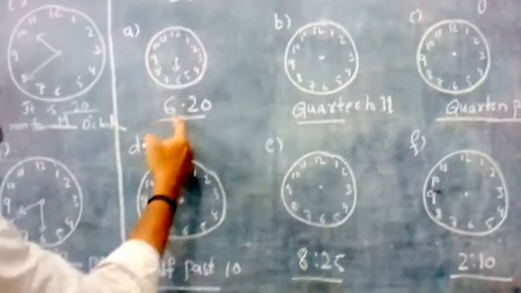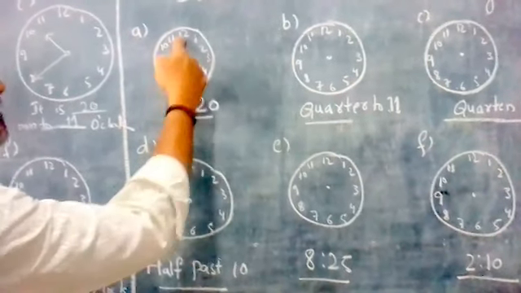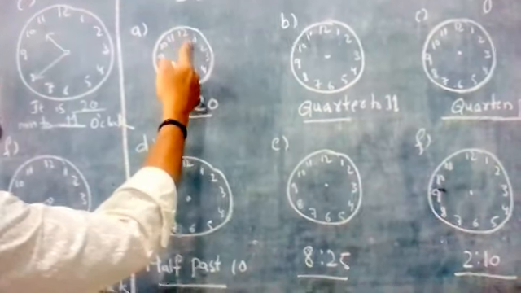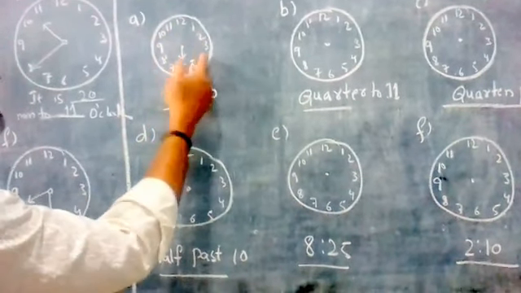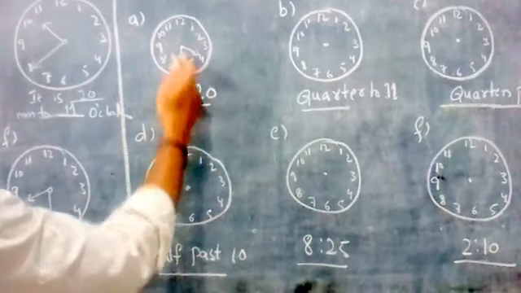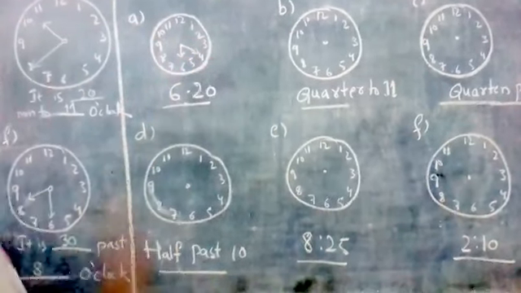Six hours and 20 minutes means the hour hand should point exactly at 6. So 20 minutes you have to count here: 5 minutes, 10, 15 and 20. The long hand should be on the minutes. That is 6:20.